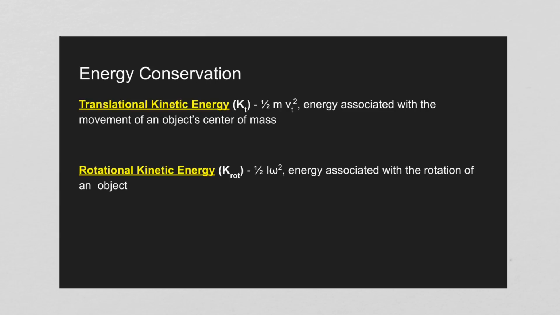This gives us two wonderful things. First off, now we have translational kinetic energy, mv, and it's associated with the center of mass. Then we have this rotational, 1/2 I omega squared, associated with rotation.